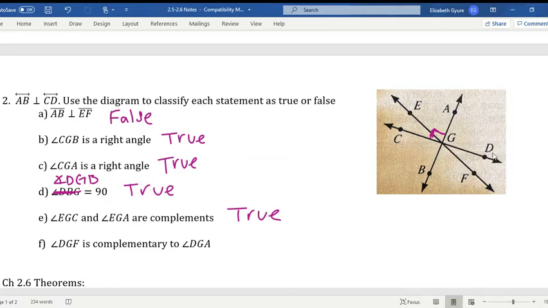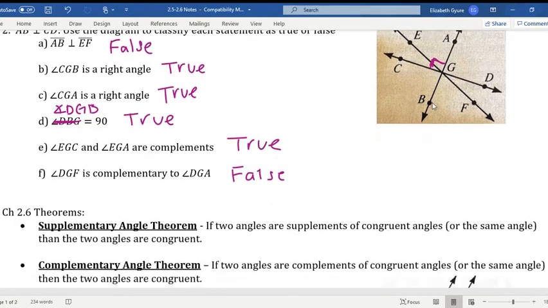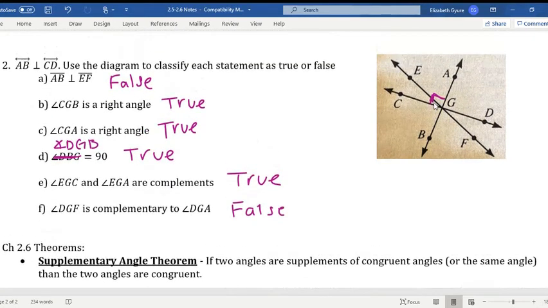And then last one, angle DGF is complementary to angle DGA. True or false? Angle DGF is complementary to angle DGA. Matt? That is absolutely false. How can you tell, Matt? Very good. Yeah, DGA is already 90 degrees. If you add something else to it, that's going to be more. Very good. All right. Any questions about that so far?